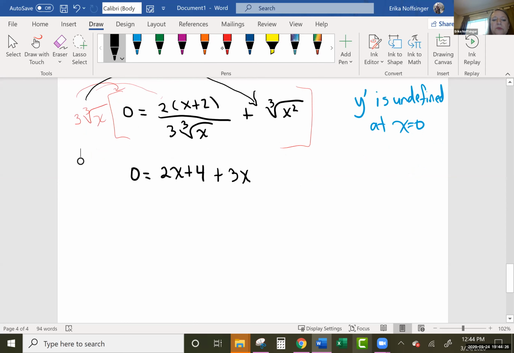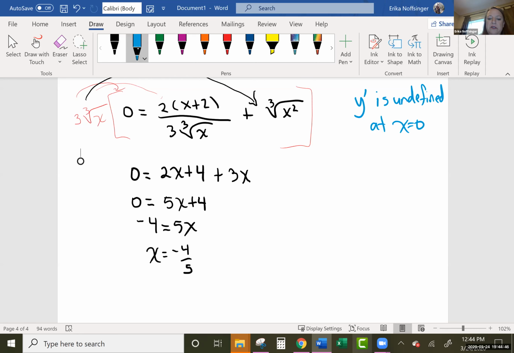So combine like terms, it's a linear equation. I get 0 is equal to 5x plus 4. Isolate my variable, I get negative 4 is equal to 5x. So x is negative 4/5. And so this is also a critical number.